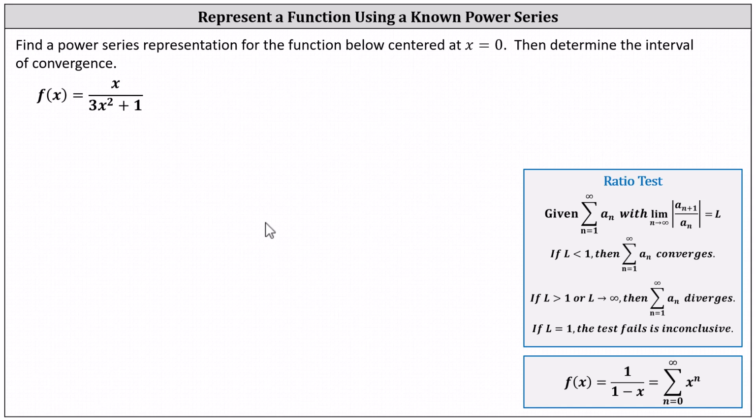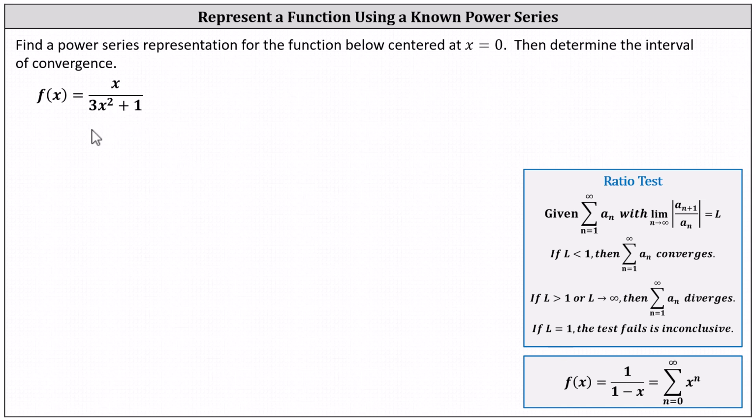To determine the power series, we'll use the known geometric power series below, which is 1 divided by the quantity 1 minus x equals the sum from n equals 0 to infinity of x to the power of n. Notice this is centered at x equals 0. To use this, though, we'll have to have a difference in the denominator and a numerator of 1.